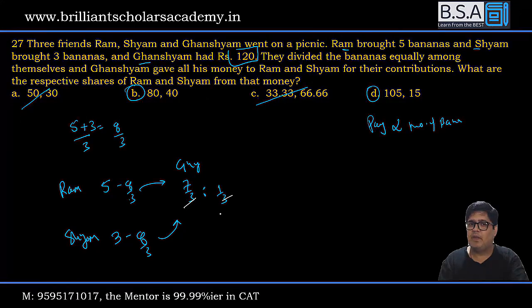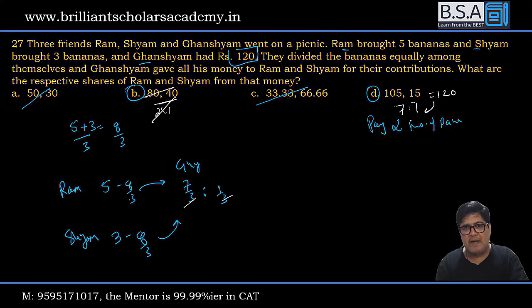7:1. Is this 7:1? No, it is 2:1. Not possible. Is this 7:1? Absolutely. The addition is rupees 120. The ratio is also 7 by 1. So your answer is, how are they getting paid? 105 goes to Ram because Ram ka naam pehle hai. So Ram will get the first part and Shyam will get second part.